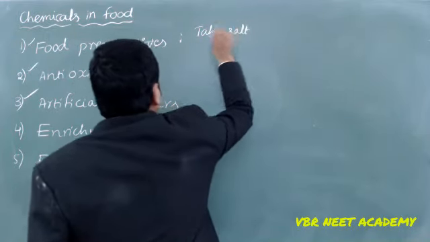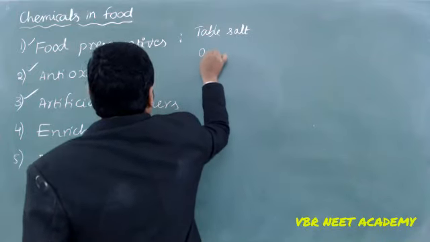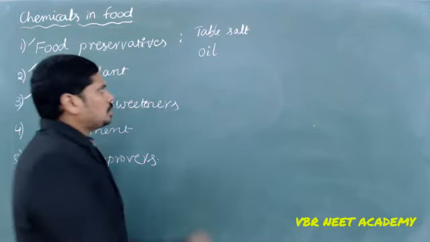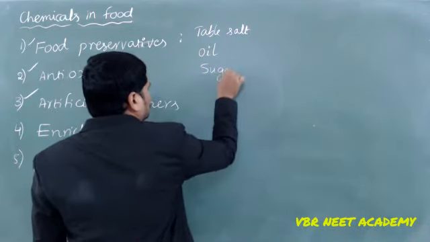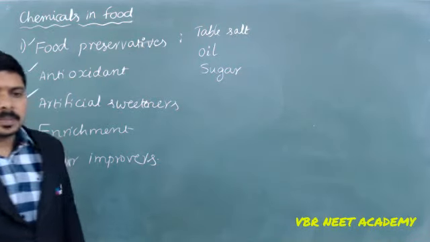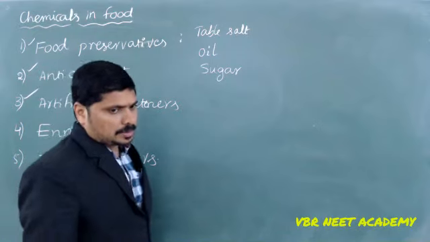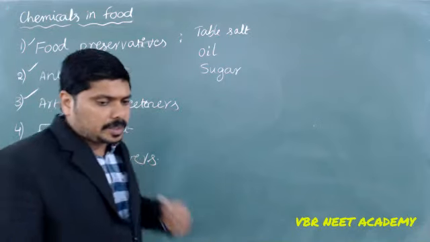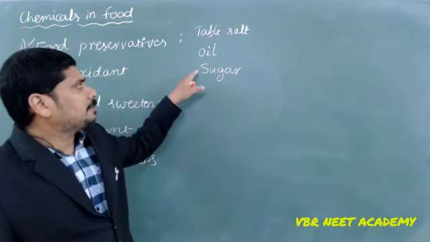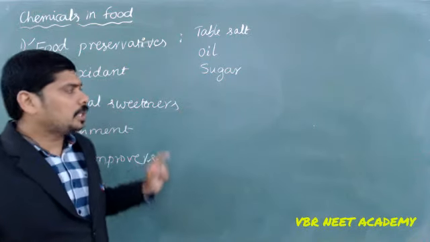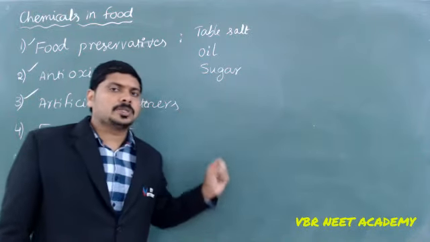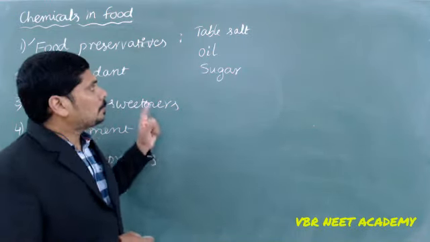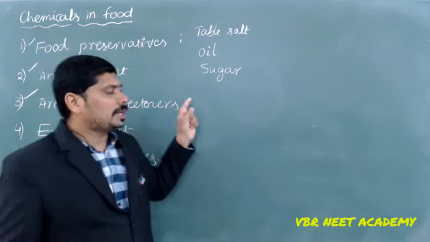That is nothing but sodium chloride, and we are going to add oil. So oil, table salt, and sugar all come under natural preservatives. They are always natural preservatives. Table salt is added, and it preserves your food for a longer time. And oil and sugar are mixed with your pickle so that it lasts for a longer time. That is how I can preserve my food by using table salt, oil and sugar.